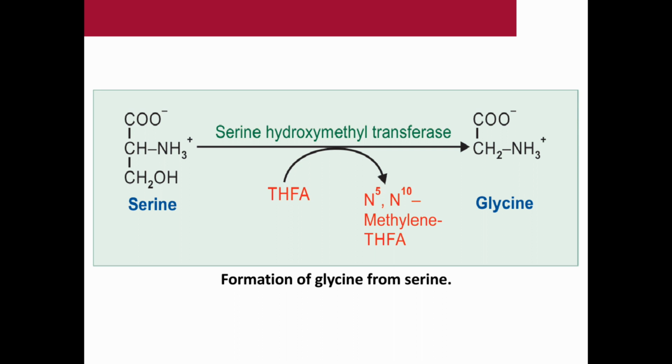What are essential amino acids? Essential amino acids are the amino acids which are not synthesized in our body, but they have to be supplied from diet. So methionine, threonine, valine, leucine, isoleucine, phenylalanine, tryptophan, these are called essential amino acids. They are not synthesized in our body. Histidine and arginine are semi-essential amino acids. Excluding these, all are non-essential amino acids. So glycine is a non-essential amino acid. That means it is synthesized in our body.